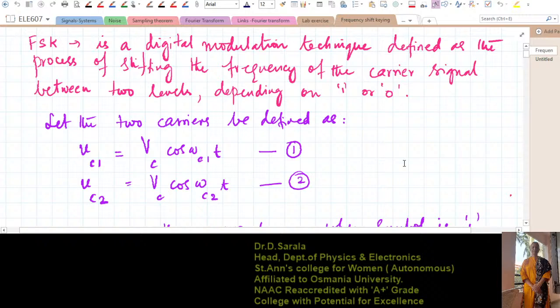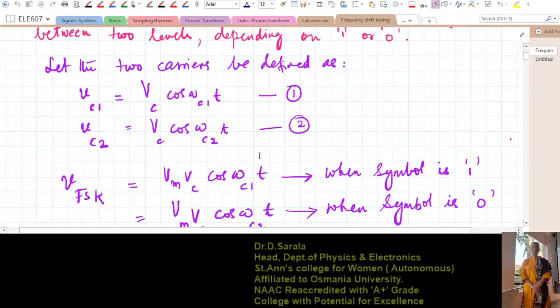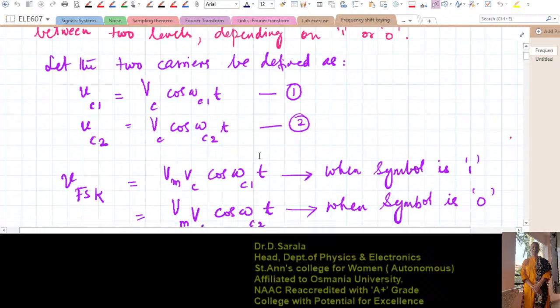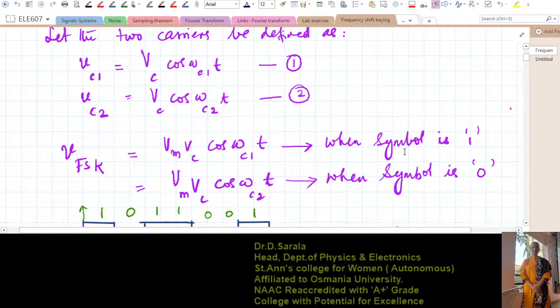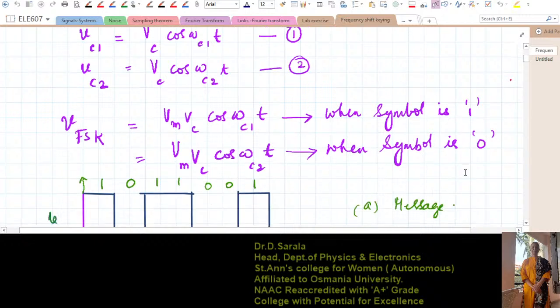So let the two carriers be defined as Vc1 and Vc2 with frequency terms omega C1 and omega C2. Then the corresponding frequency shift keyed signal is represented by Vm into Vc cos omega C1 t when the given information or the message is 1, or it is Vm into Vc cos omega C2 t when the symbol is 0. Symbol means it is the information that can be 0.